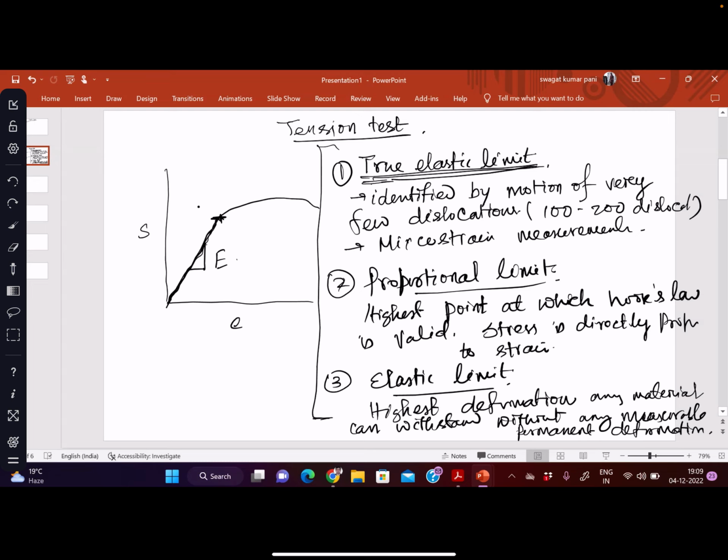So we know that slip happens or deformation happens by motion of dislocations. So very few dislocations like 100 or 200 dislocations when they are moved, that is called true elastic limit. And the proportional limit is this point, highest point, exactly the point at which Hooke's law is valid. And elastic limit is the highest deformation any material can withstand without any measurable permanent deformation.